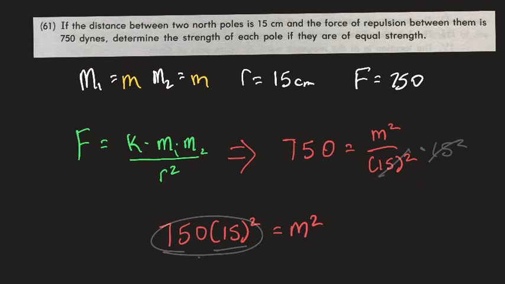Then, if you're not sure what to do, let me give you this clue here. How do we undo squared? We do the square root, okay? So we're going to do the square root of both sides. The square root of M squared is M, and then you just need to solve this part right here, 750 times 15 squared, and then use your square root key, and you're done.